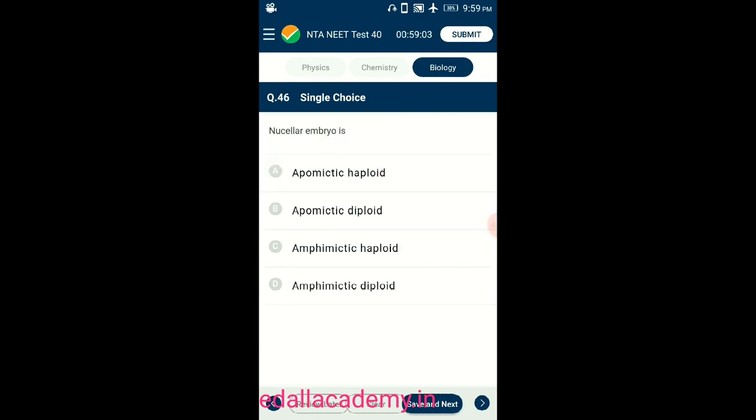Number 46. Nucellar embryo is a substitution of usual sexual reproduction by a form of reproduction which does not include meiosis and syngamy, called apomixis. In this phenomenon, the embryo is developed by some other tissues without fertilization. Example, nucellus or integuments or unfertilized egg. Nucellus is a diploid tissue, so the nucellar embryo is apomictic diploid. Answer for this question is option B, apomictic diploid.